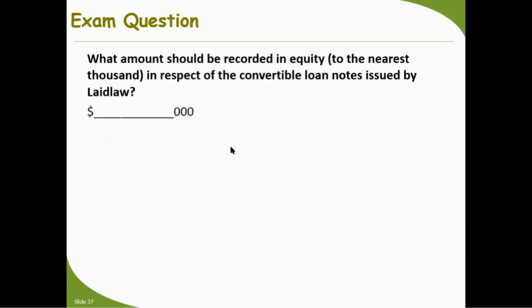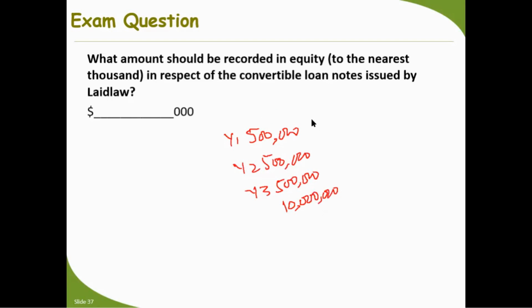Now your interest for year 1 is 10 million times 5%, which is equal to 500,000. For year 2, it is again 500,000. These are our cash flows. For year 3, it is again 500,000 plus the 10 million principal amount. This is the interest portion, this is the principal, times the discount factor at 8%, which is the effective rate.